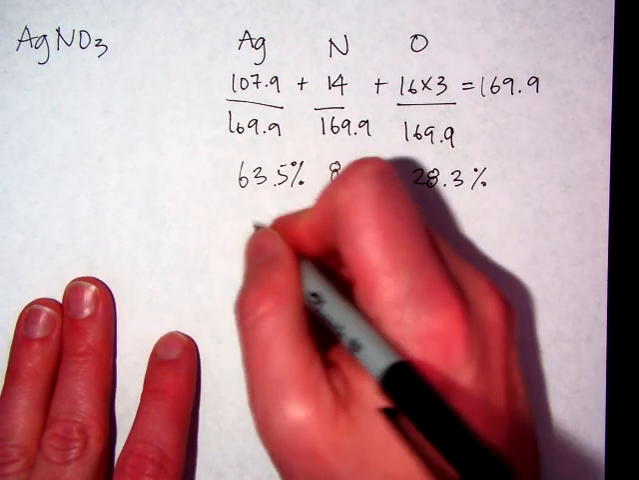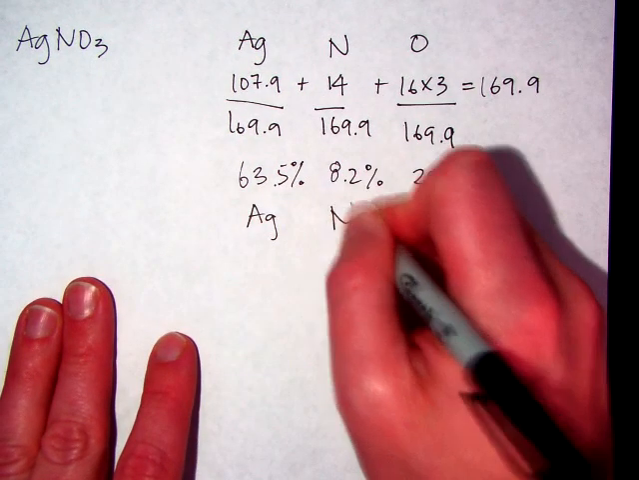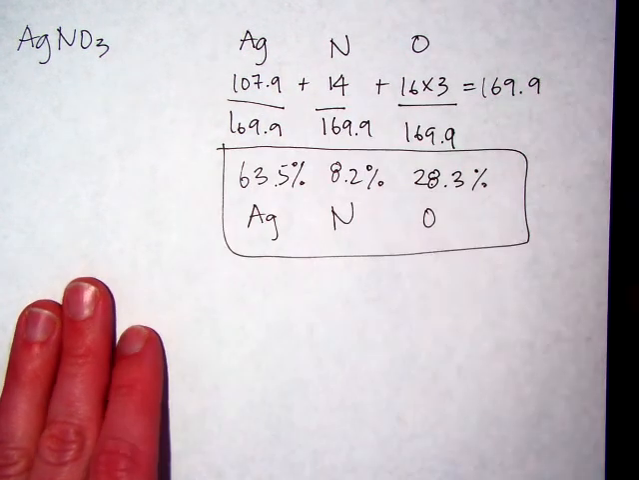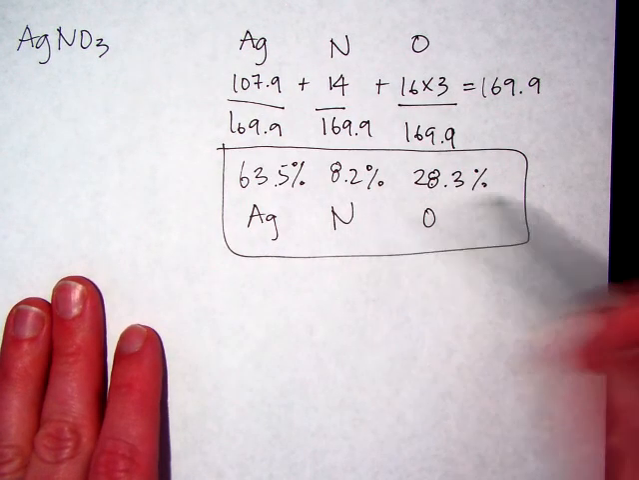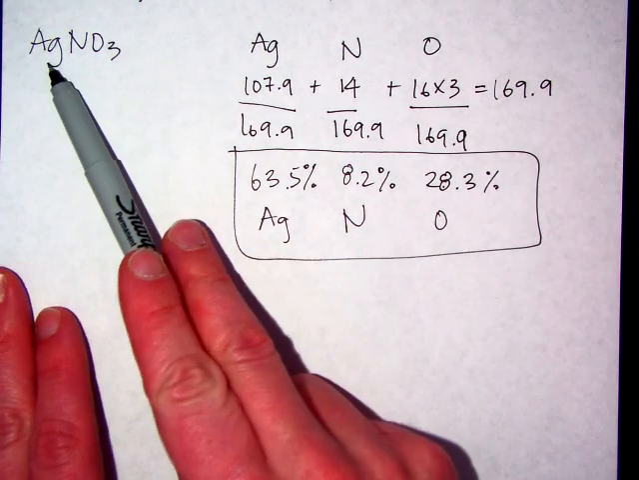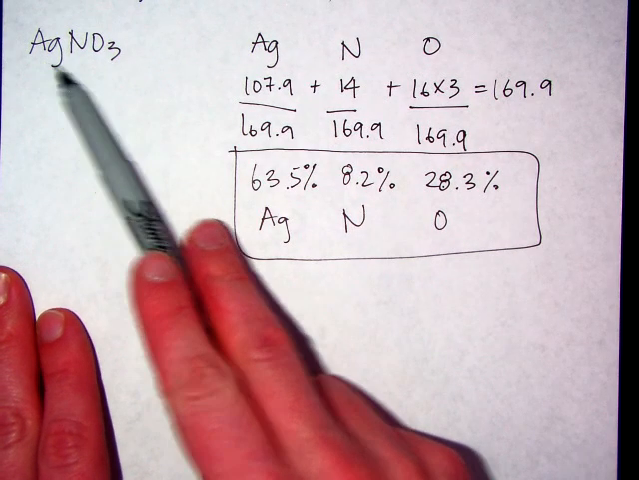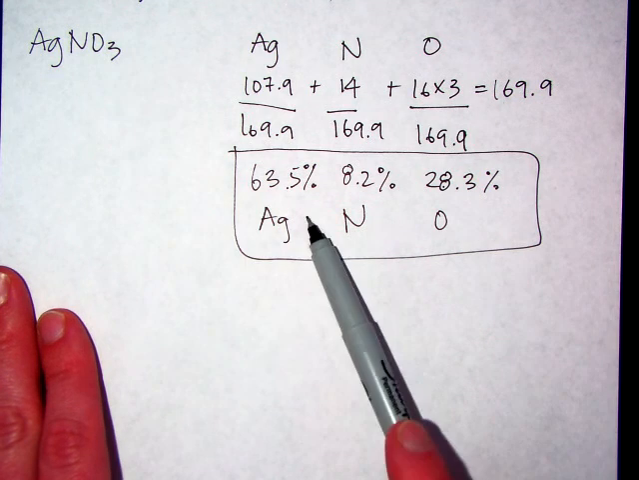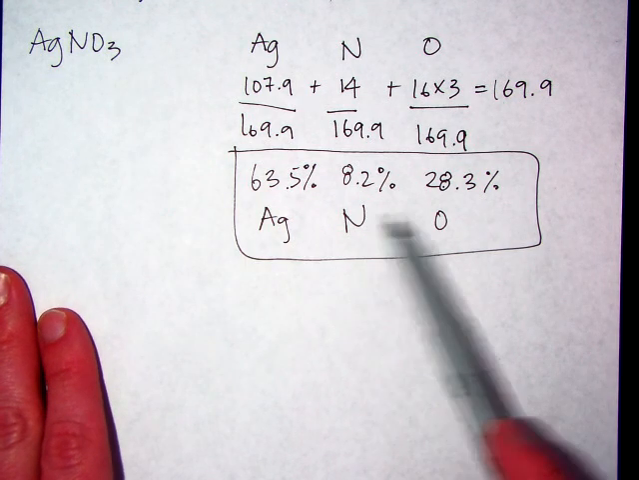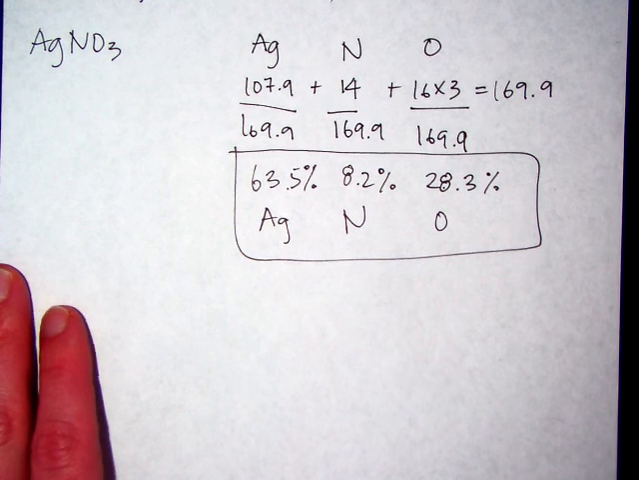And this is the percent of silver in that compound, the percent of nitrogen in that compound, the percent of oxygen in that compound. That is your answer for that problem. Every individual element has their own unique composition. Okay, so every molecule of silver nitrate in the entire world has this percent by mass. 63.5% silver, 8.2% nitrogen, 28.3% oxygen every time.